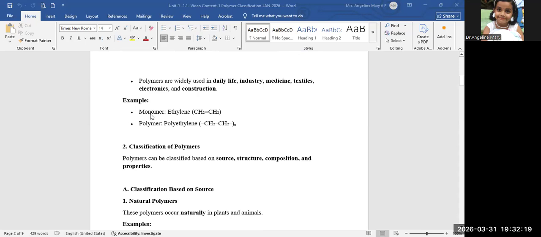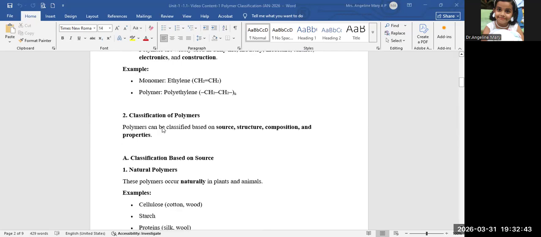For example, ethylene: the single molecule of ethylene is called a monomer. So for a polymer, the ethylene should be converted into polyethylene. How should it be converted? A number of monomers should be converted into polyethylene. The double bond will break and the chain will be prolonged. That is called a polymer.